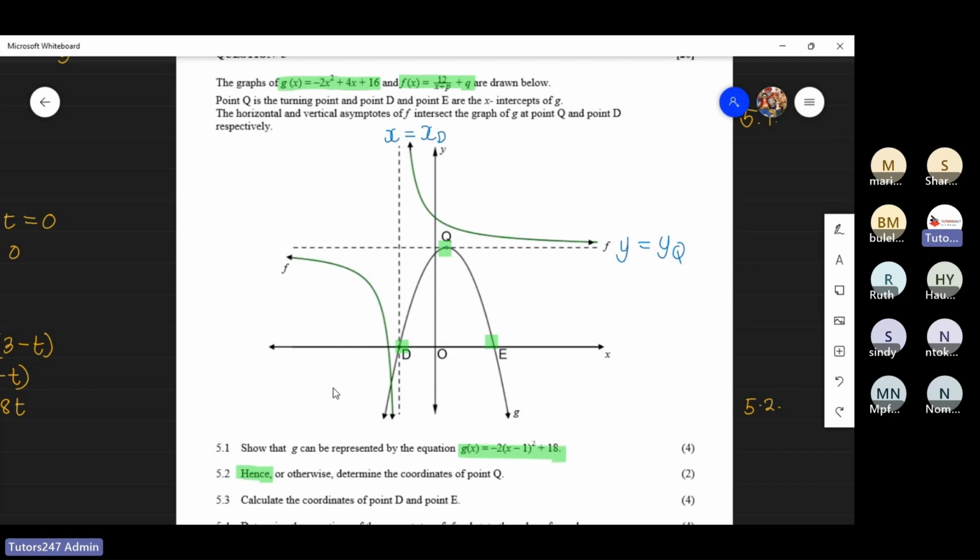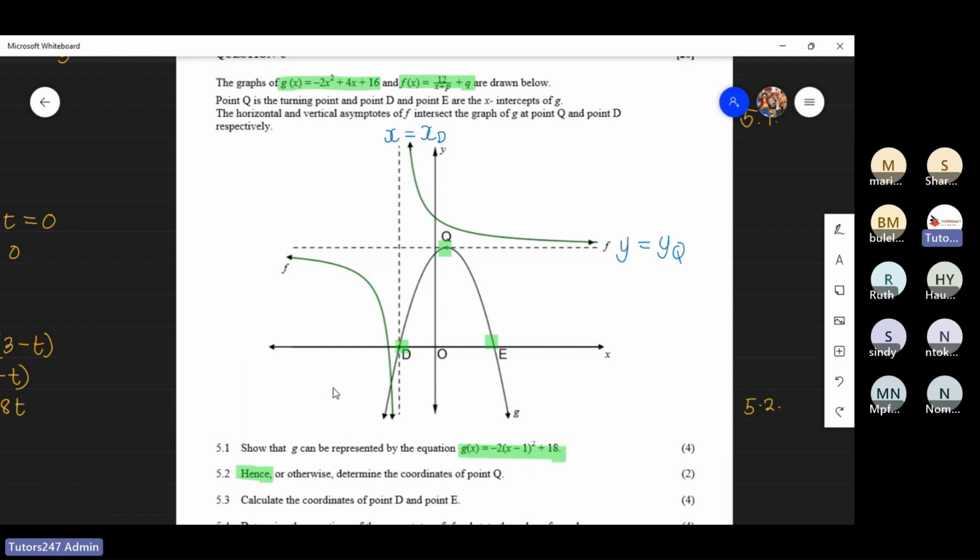Otherwise means you can use an alternative method. So hence means you use the method from the previous question, and otherwise means you can use any alternative method of your choice. Because we have the standard form equation, we can take our value of a, which is negative 2, and our value of b, which is 4, and use the equation x of the turning point equals minus b over 2a, and then substitute that value of x into the original equation, which is our equation of g, in order for us to obtain the y value.